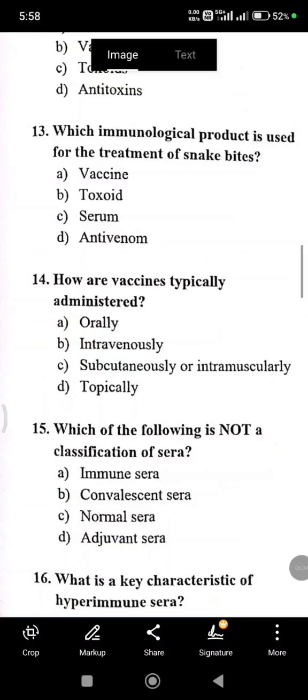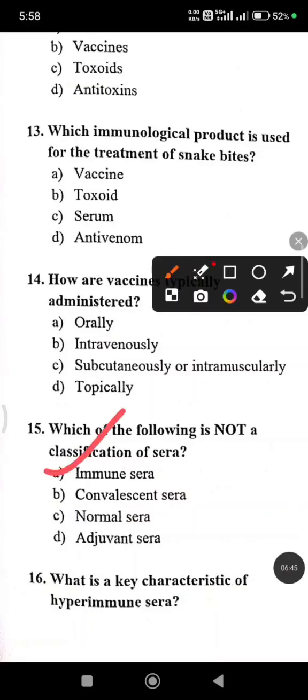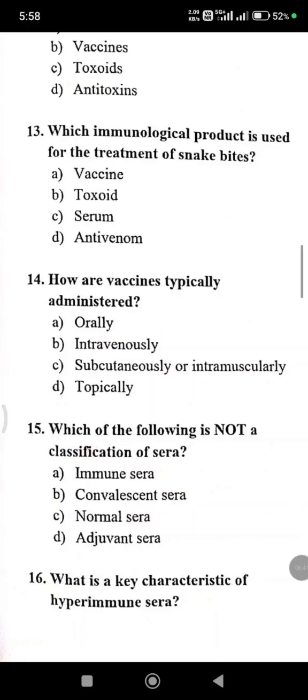Let's go to question number 15. Which of the following is not a classification of sera? That is immunosera.